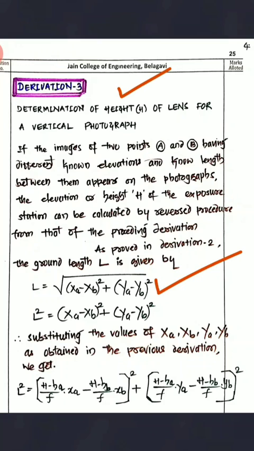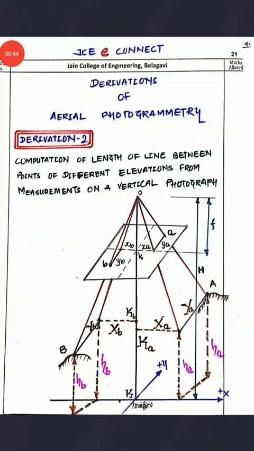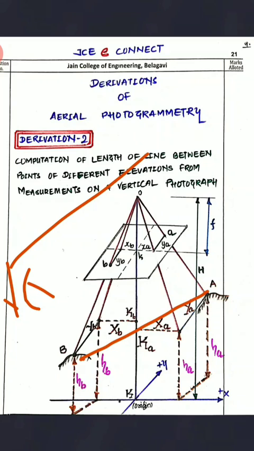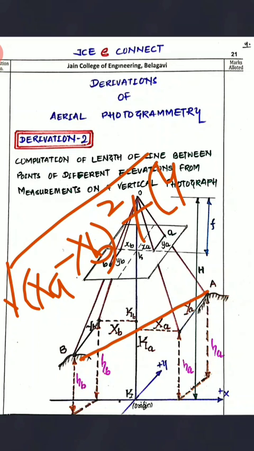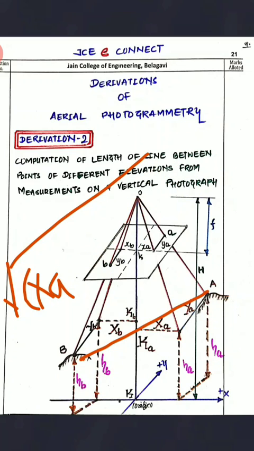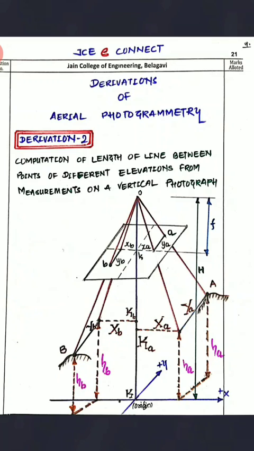Now all these things will be there in derivation number 2. I'll show you those ground coordinates and that distance L between A and B. Now if you see this figure, the distance between A and B can easily be determined if you know XA and XB. And how to get that? See, that is the square root of (XA minus XB) whole square plus (YA minus YB) whole square, that equals L. Once you know the coordinates, you can easily get L, and once you get L, it is very easy to determine the H value.